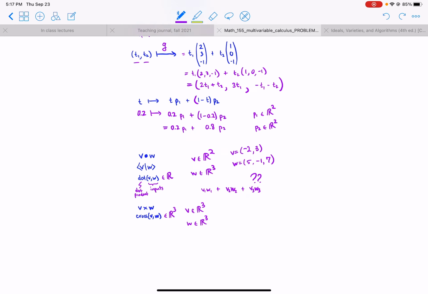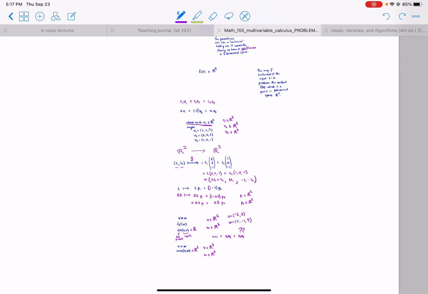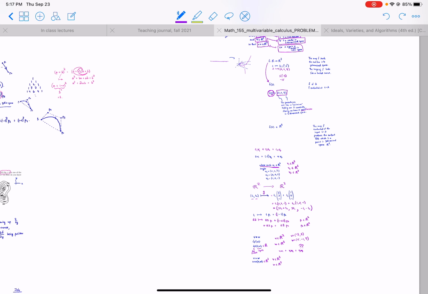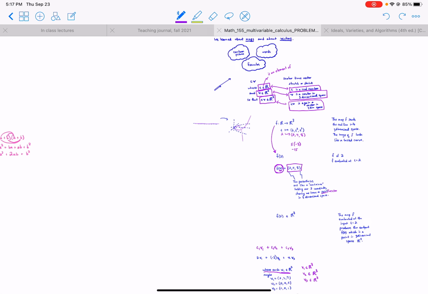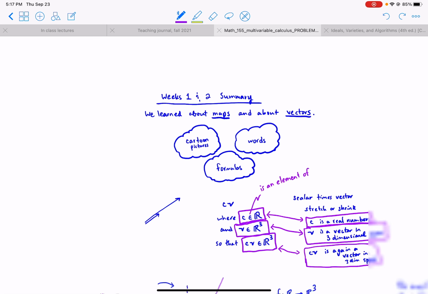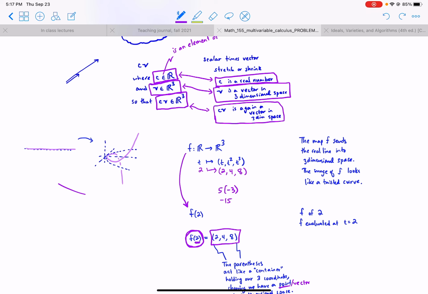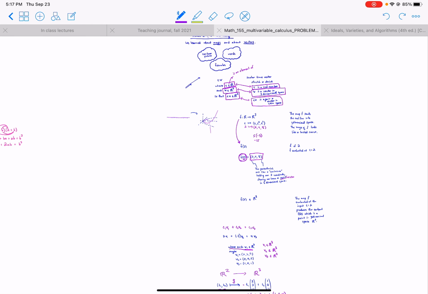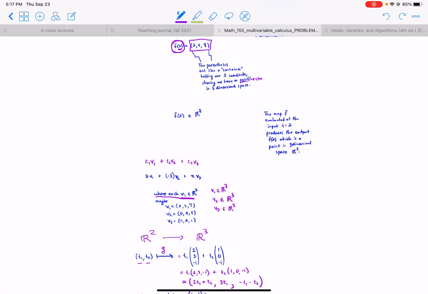Okay, so notation and formulas are very tricky, but that's why we always try to connect them to the cartoon pictures and to the words, and make sure we know what the formulas mean in words, and also make sure we know what the formulas look like, at least roughly, in some sort of a cartoon picture. Okay, so we already gave cartoon pictures for maps. Let's try to give some cartoon pictures for this.